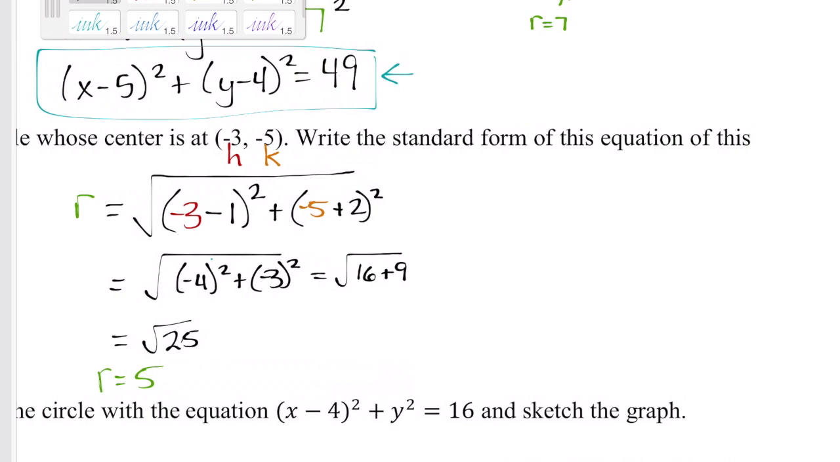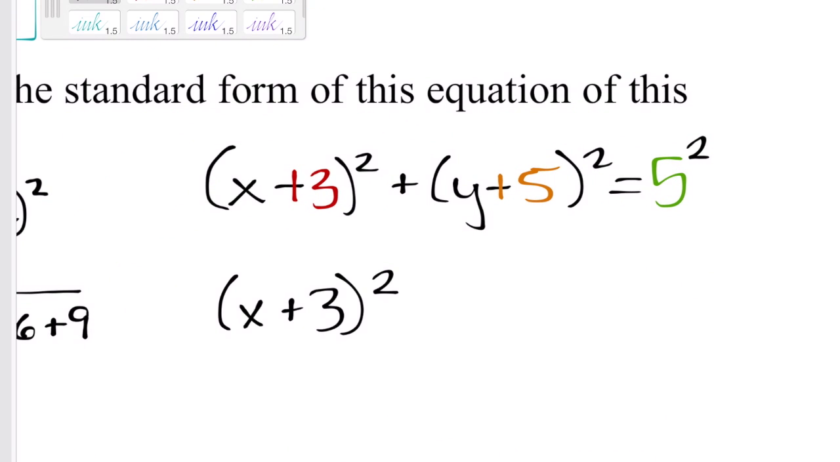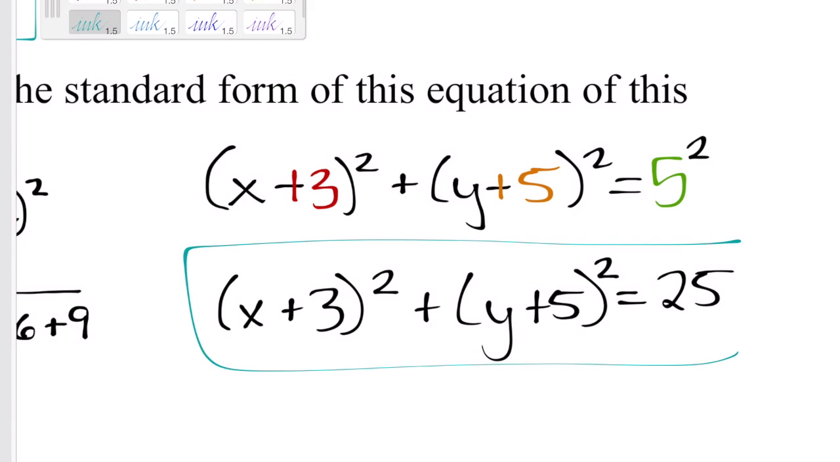So then I can plug all this into my equation. We'll have x minus my h. In this case, that's -3. So minus negative gives us a plus. And y minus -5, so plus 5. Equal to my radius that we just found, quantity squared. And that is all she wrote, she being me.